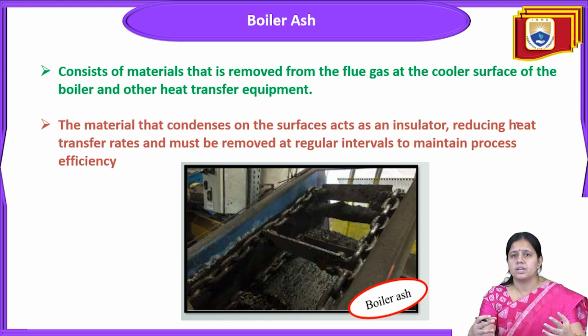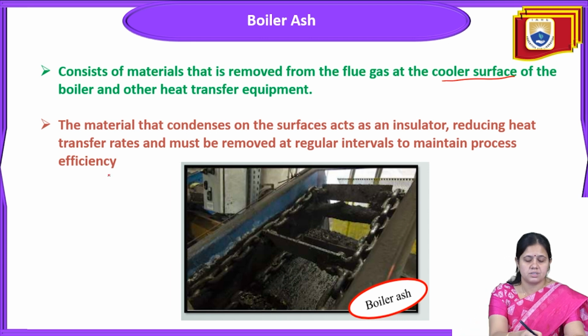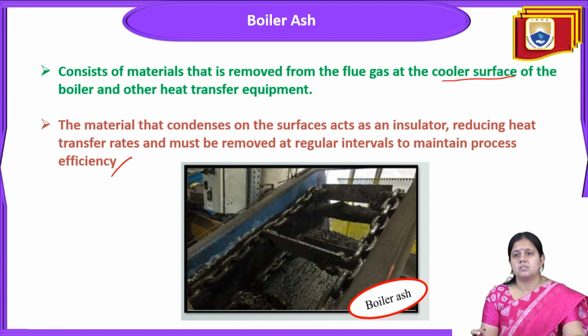So in the boiler, what happens? It consists of the material that is removed from the flue gas at the cooler surface of the boiler and other heat transfer equipment. The material that condenses on the surface acts as an insulator, reducing heat transfer rates, and must be removed at regular intervals to maintain process efficiency.